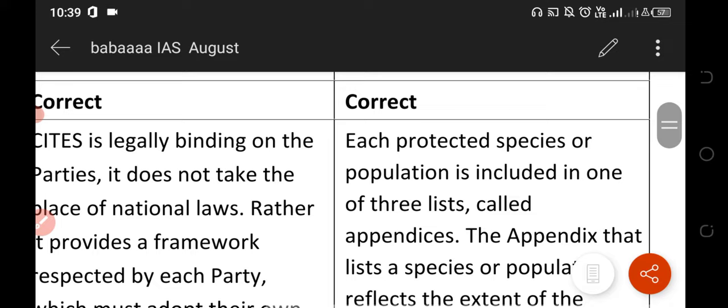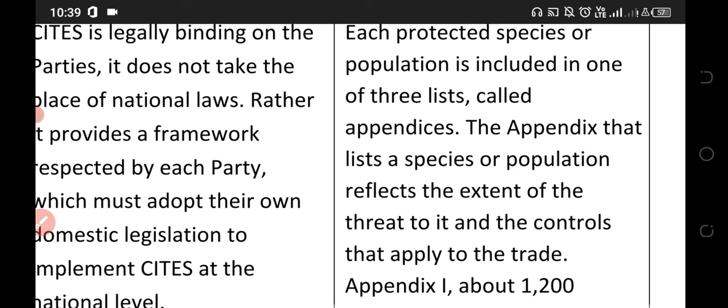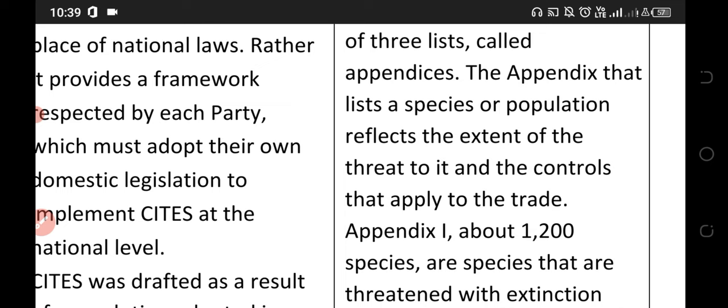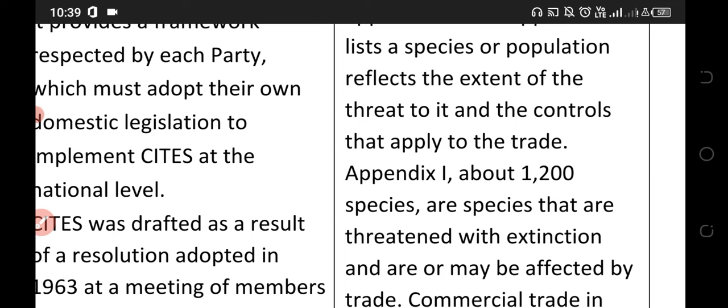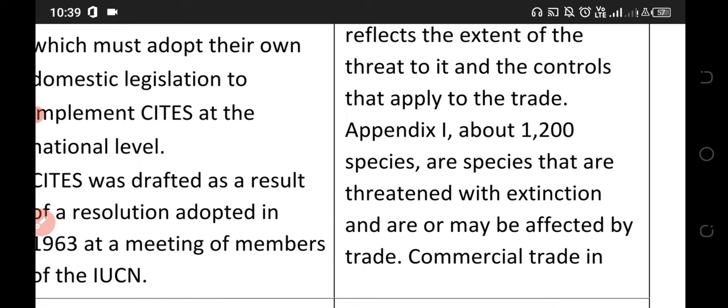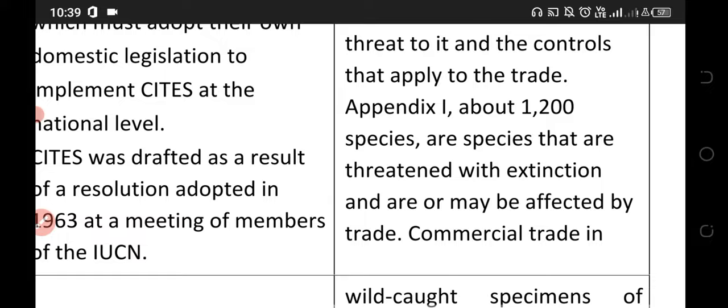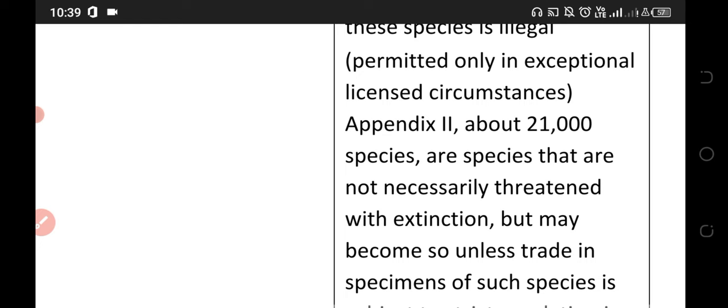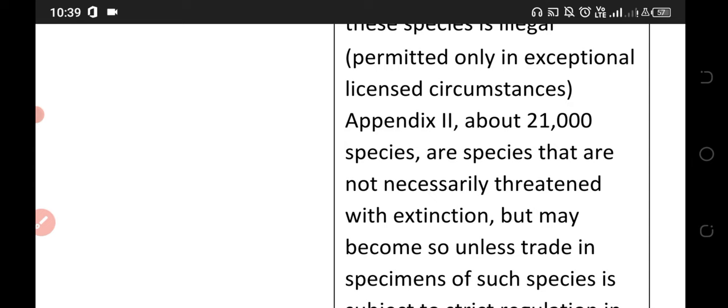Each protected species or population is included in one of the three lists called appendices. The appendix that lists a species or population reflects the extent of the threat to it and the controls that apply to the trade. Appendix 1 has about 1200 species that are threatened with extinction and may be affected by the commercial trade in wild caught species, many of these species illegal. However, it's permitted only in exceptional licensed circumstances.